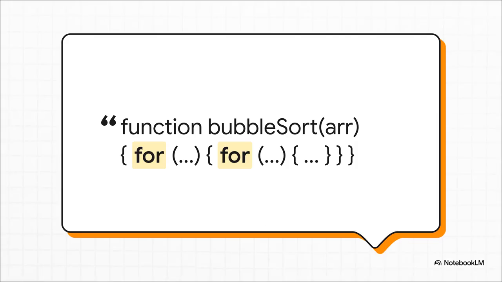In code, this kind of crazy inefficiency almost always shows up as a loop inside of another loop, a nested loop. The textbook example is an old sorting algorithm called bubble sort. You see it right there. The outer loop goes through the array, and for each of those passes, the inner loop goes through the array again to do comparisons. That's n times n operations, or n squared.